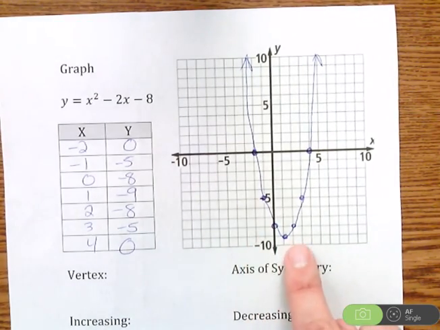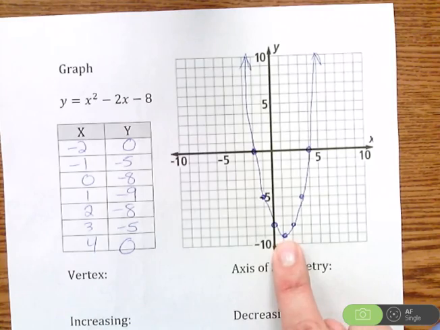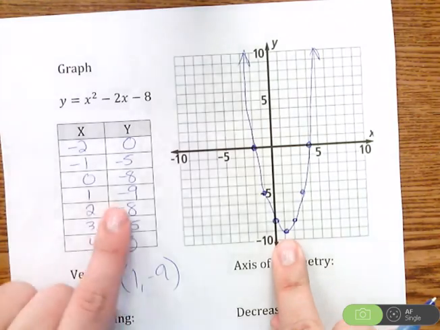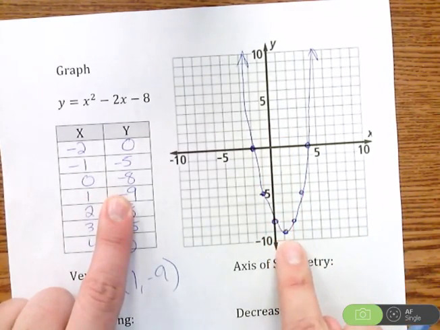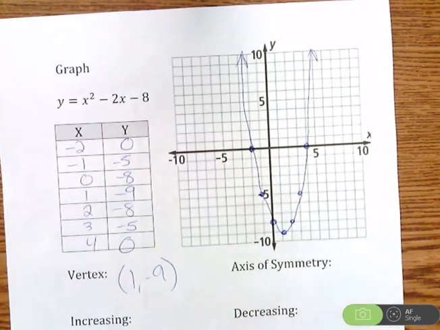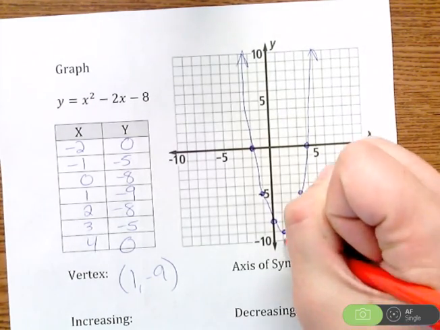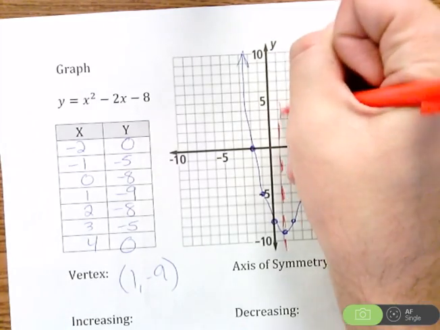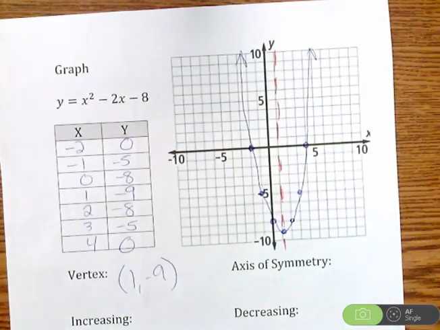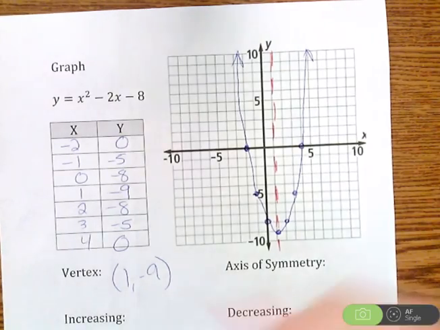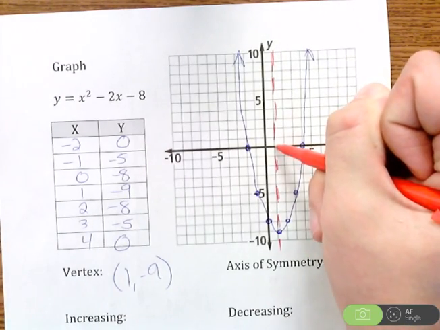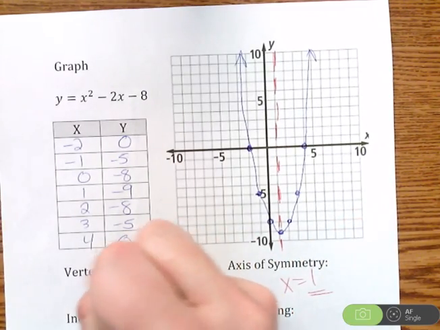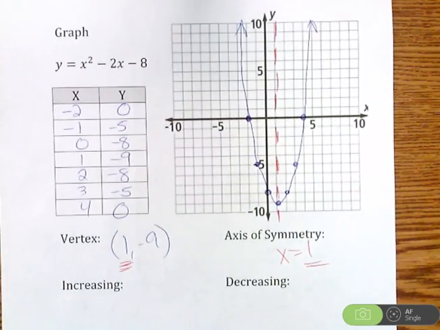So if we look at the vertex, it's this tip point right here, which is 1, -9. Now notice it's the center of my table there. It is the vertex of my graph. So if I want an axis of symmetry, that's my line of symmetry, that's going to go right down the middle. And I want the equation for that. We're going through x at the x-axis at 1. So we're going to have x equals 1. Now notice the 1, those match up. That should always, always, always happen.